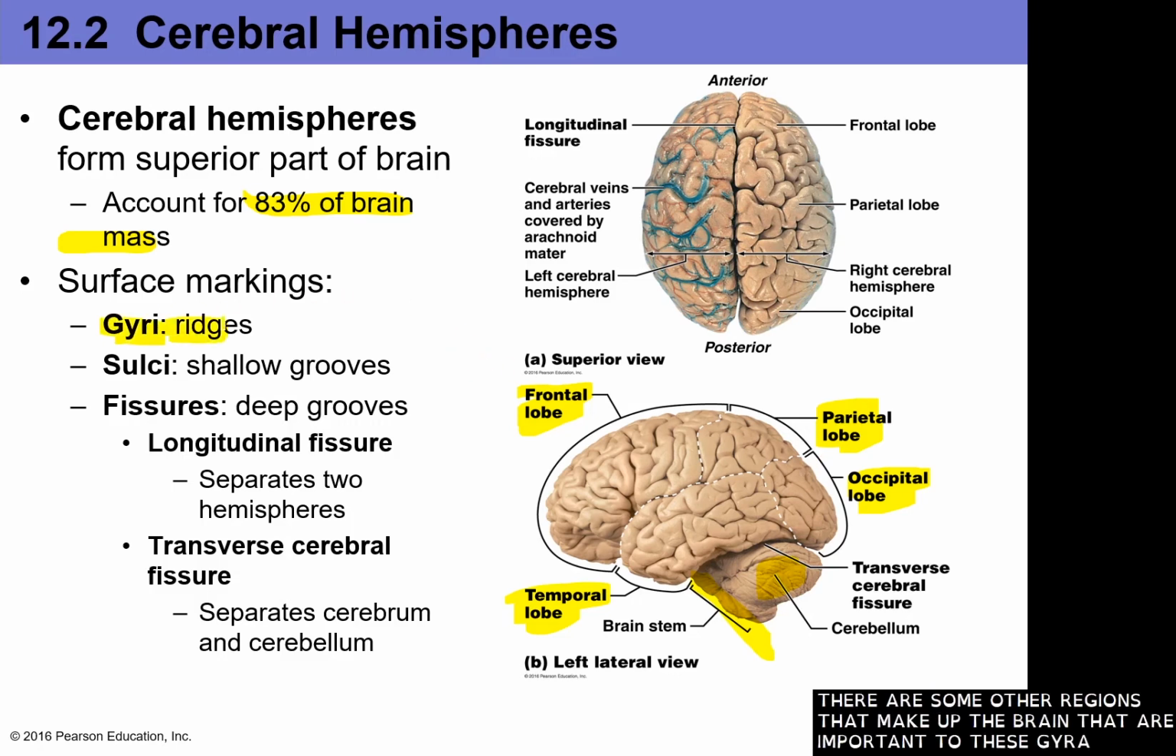These gyri are the ridges we find here. So if you look at a brain, there's these ridges and these valleys. So these little valleys or shallow grooves are known as a sulci or a sulcus. And then fissures are deep ones. So we have this very deep fissure going down the middle. So that's a longitudinal fissure right here. And then there's the transverse fissure, a deeper fissure over here, separating the cerebellum from the hemispheres. So those are important parts you see on a brain here.